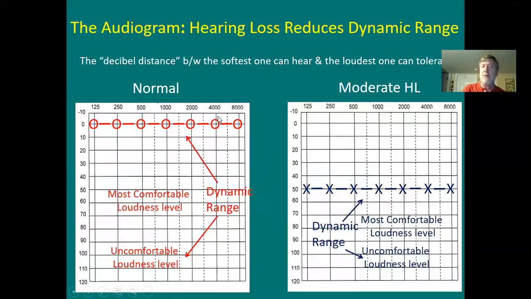The audiogram, normal. This guy's got a big dynamic range. His UCL's down around 100. His MCL's around 50 to 60. He's got a nice large dynamic range. Moderate hearing loss, and we'll call it sensory neural, not conductive, sensory neural. A narrow dynamic range. His UCL hasn't changed. His MCL is somewhere in between his thresholds and UCL. His dynamic range has shrunk. The decibel distance between the softest one can hear and the loudest one can tolerate, that decibel distance has shrunk.